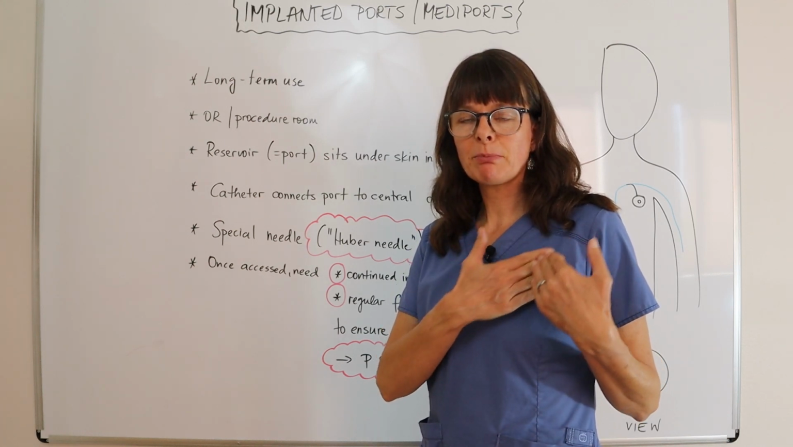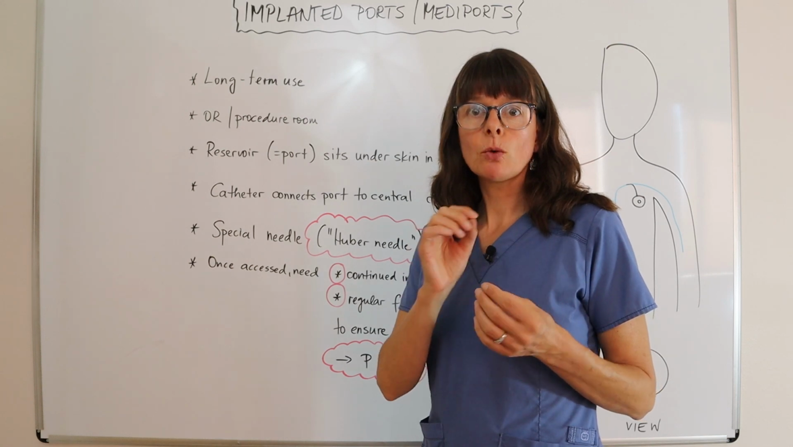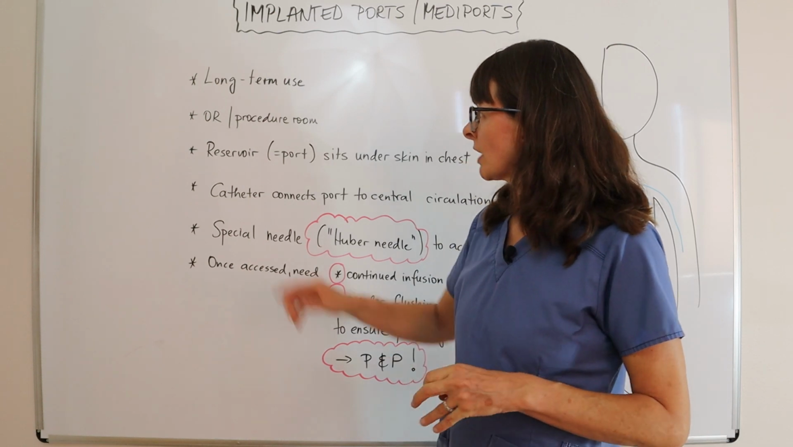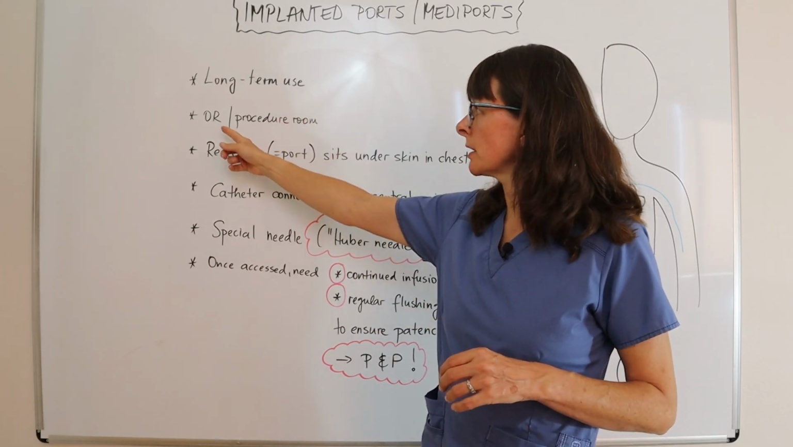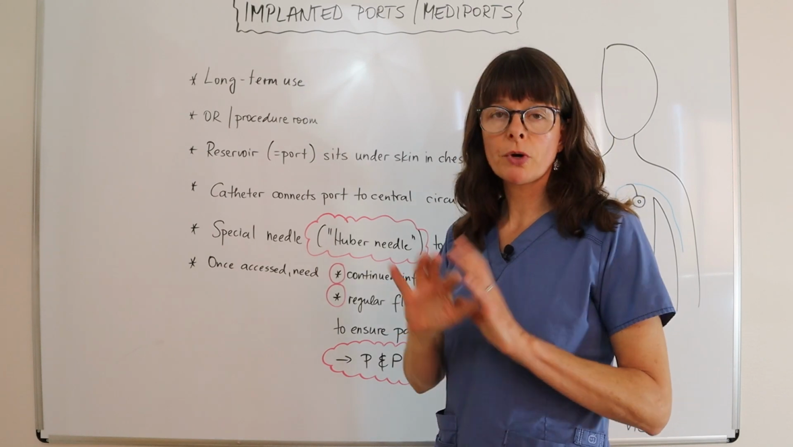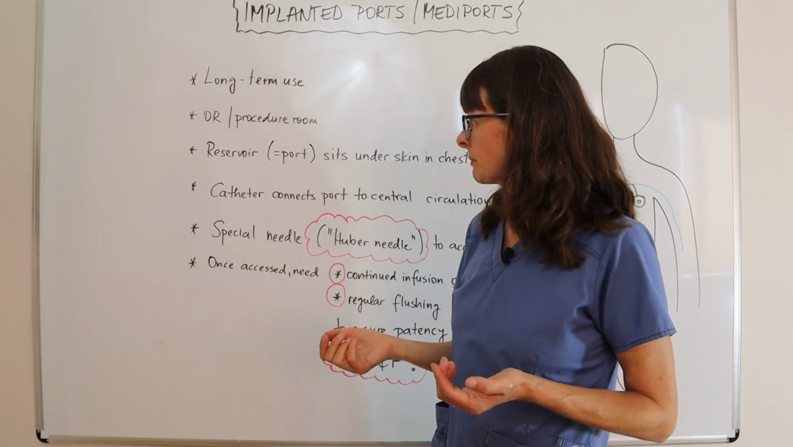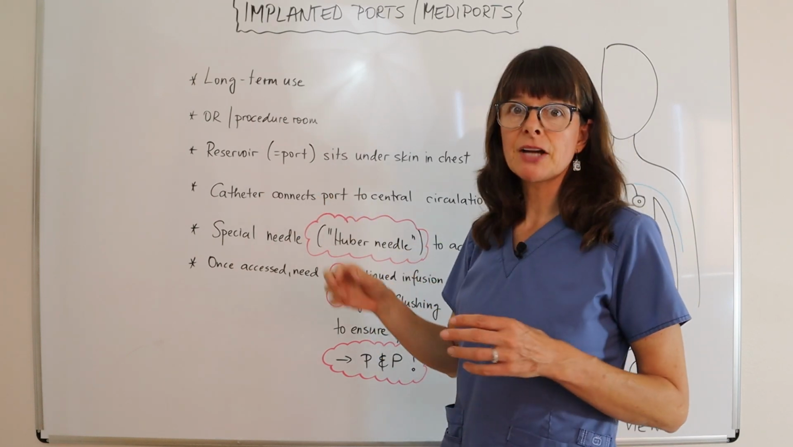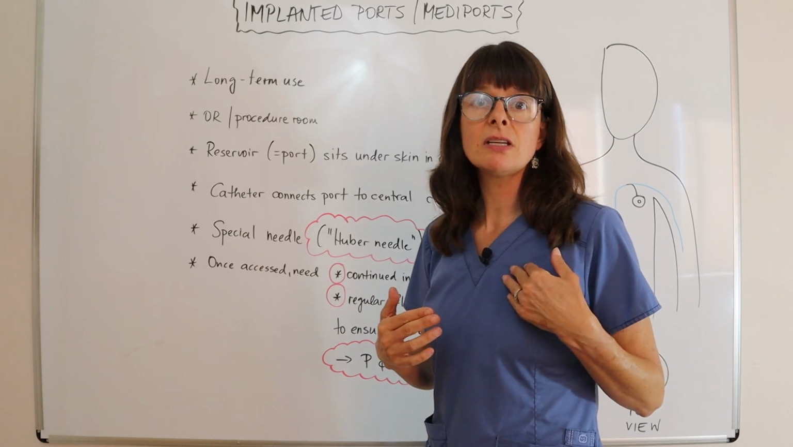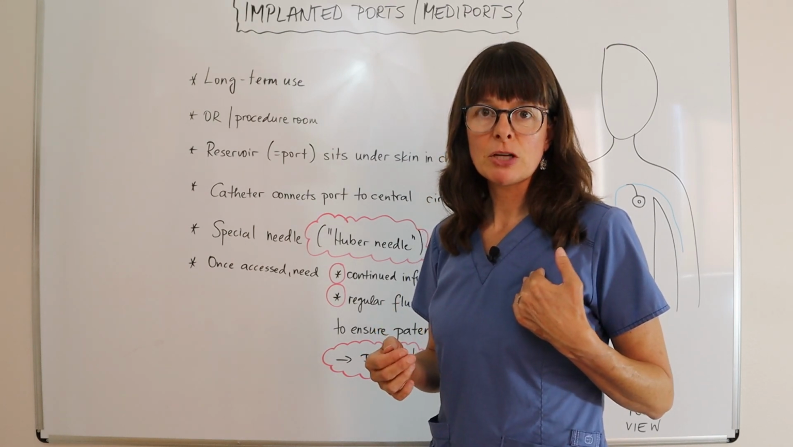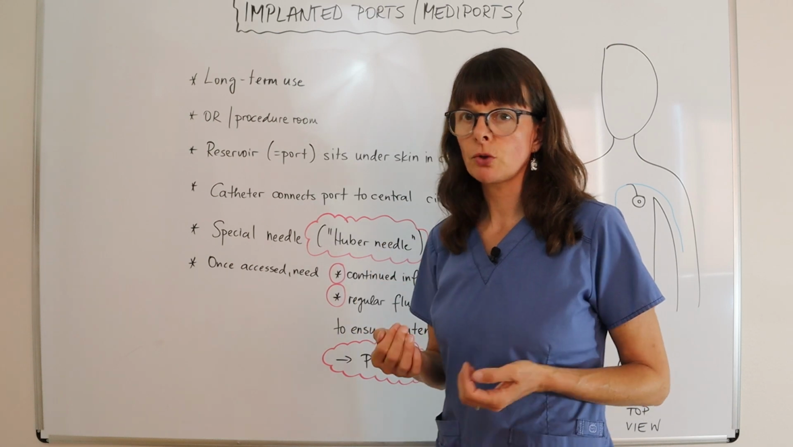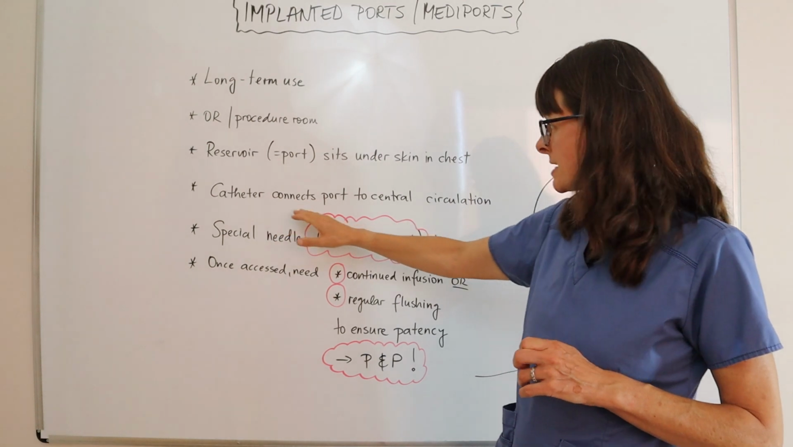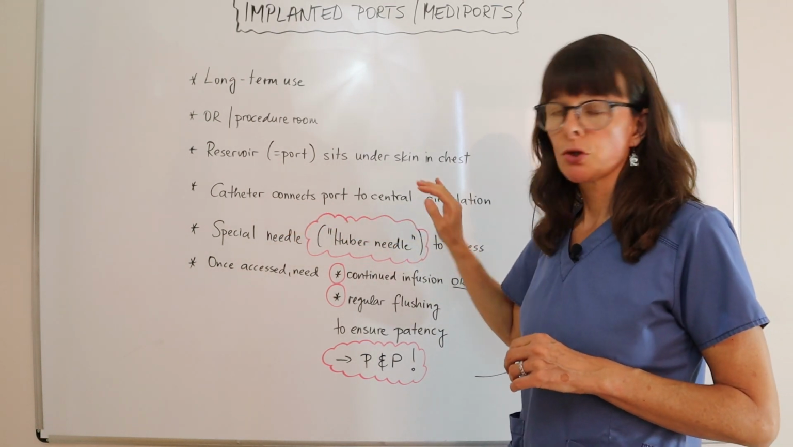So these ports are implanted underneath the skin, and then we can access them as needed for whatever therapy they need. The insertion procedure is usually done in the operating room or the procedure room, where sterile precautions can be ensured. The reservoir of the port, that disc, sits underneath the skin and is usually very easily visible in the patient's chest, on either the left or right side. A catheter that comes from that port connects the port to the central circulation.